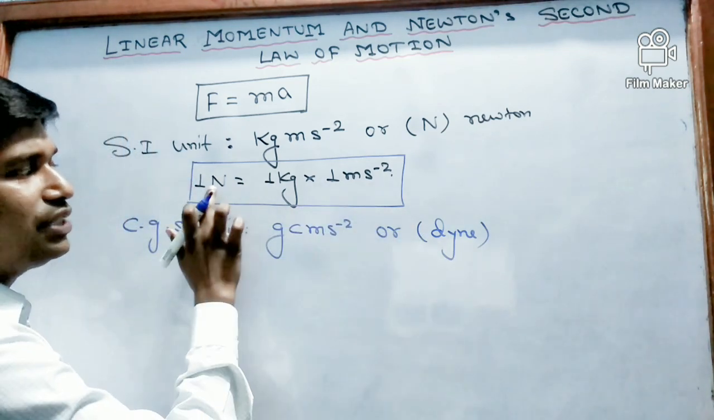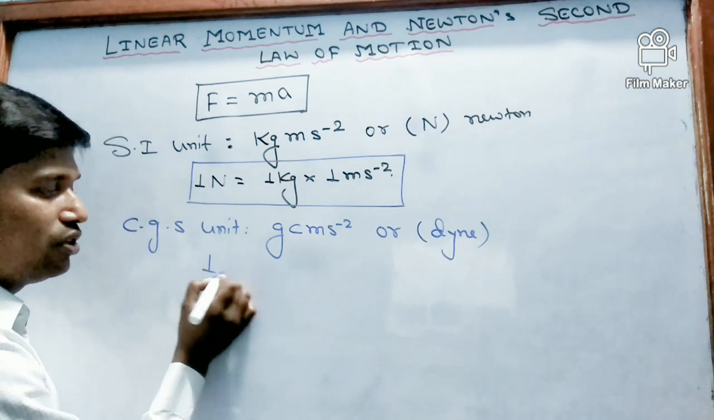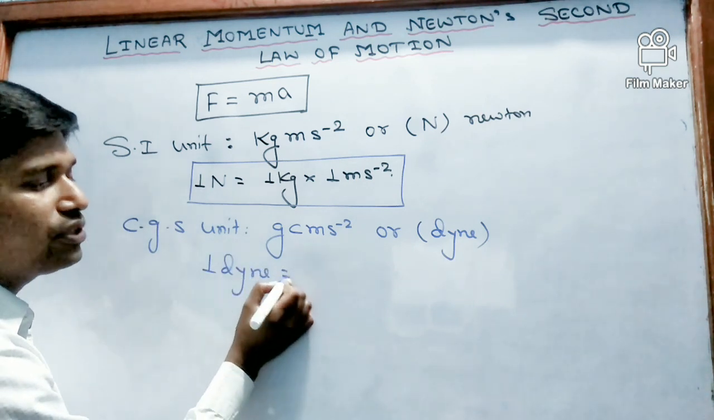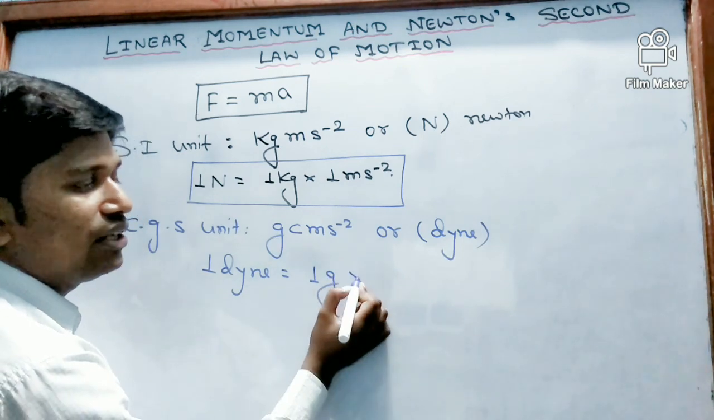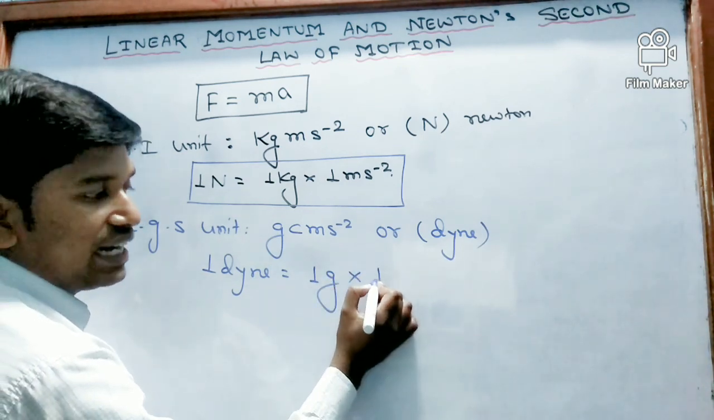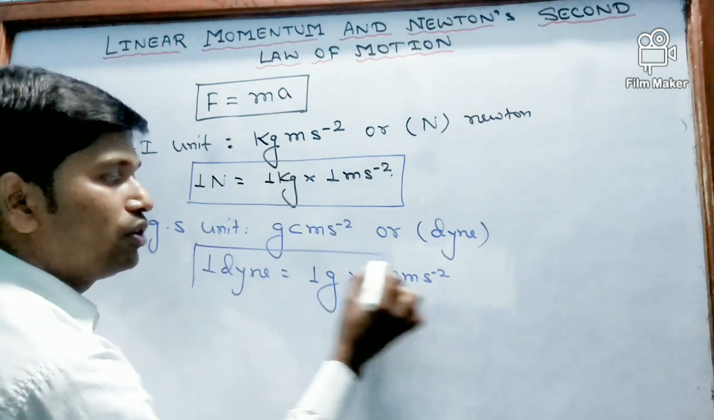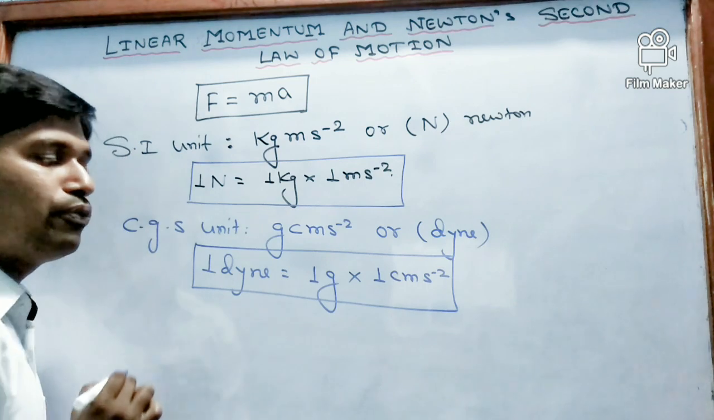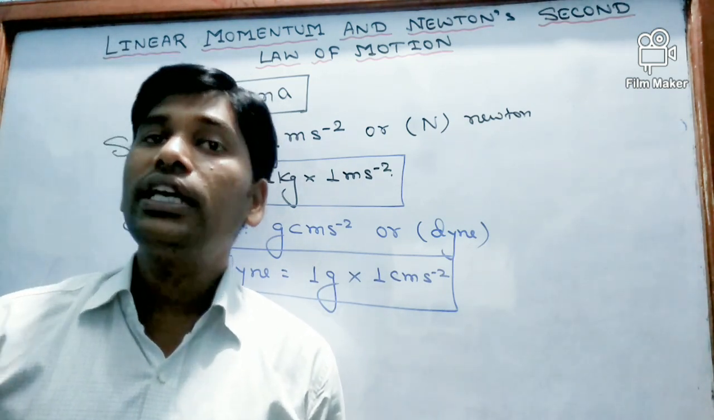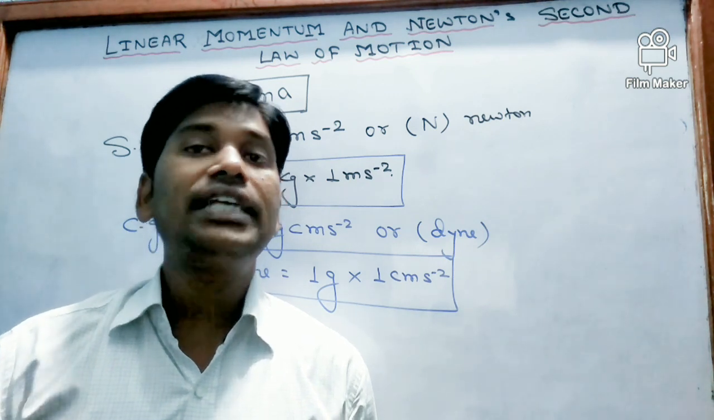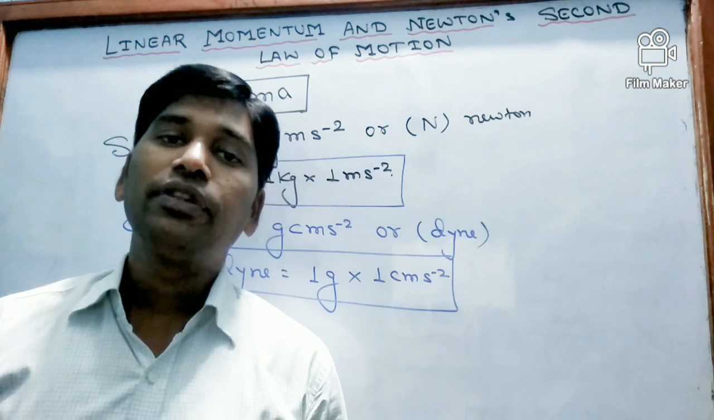Now similarly, as we have defined 1 Newton, we can define 1 dyne. So 1 dyne is the force which, when acts on a body of mass 1 gram, produces an acceleration of 1 centimeter per second square.